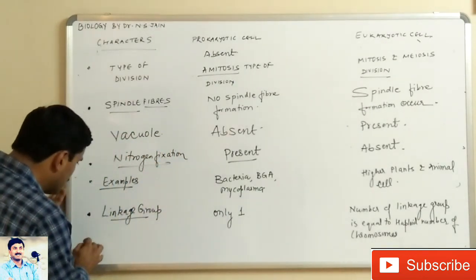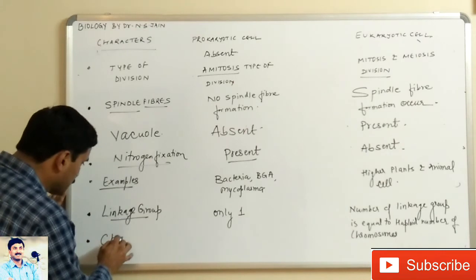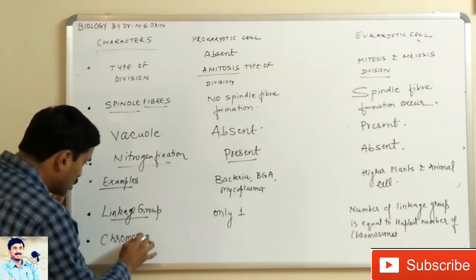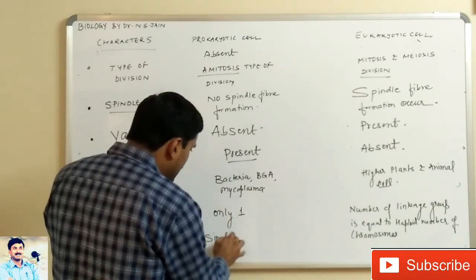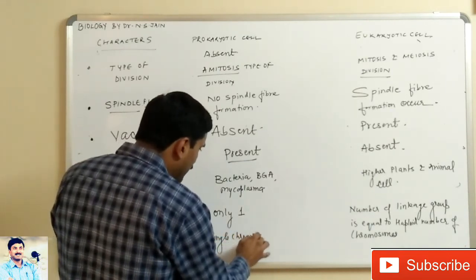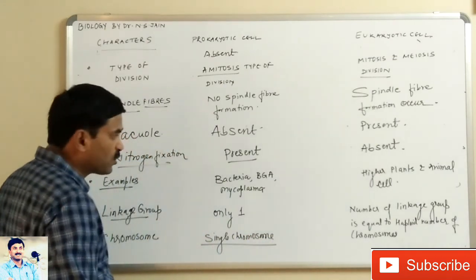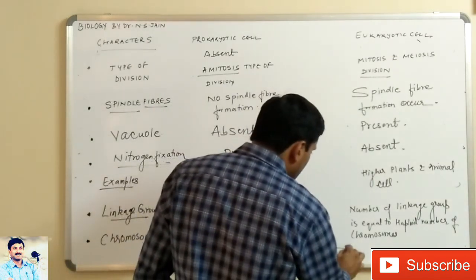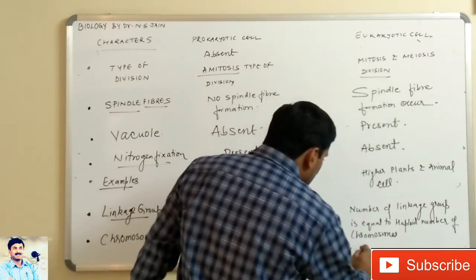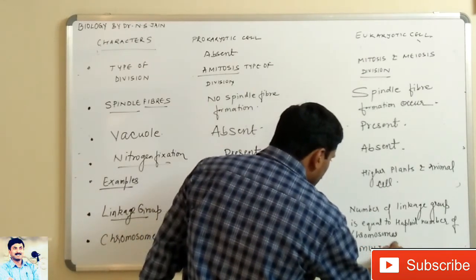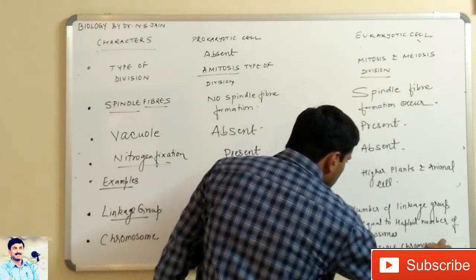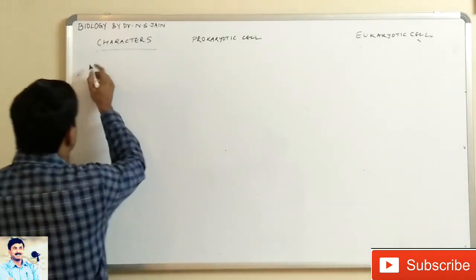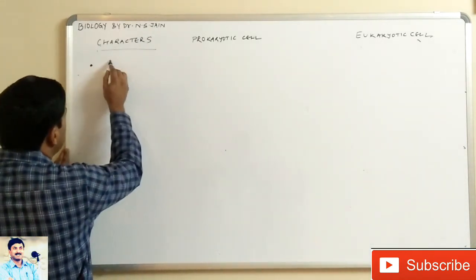And at the last, if we talk about the chromosomes, here the chromosome is single. They do not have multiple chromosomes, they have a single chromosome. And here in the case of the eukaryotic cell, multiple chromosomes are present.